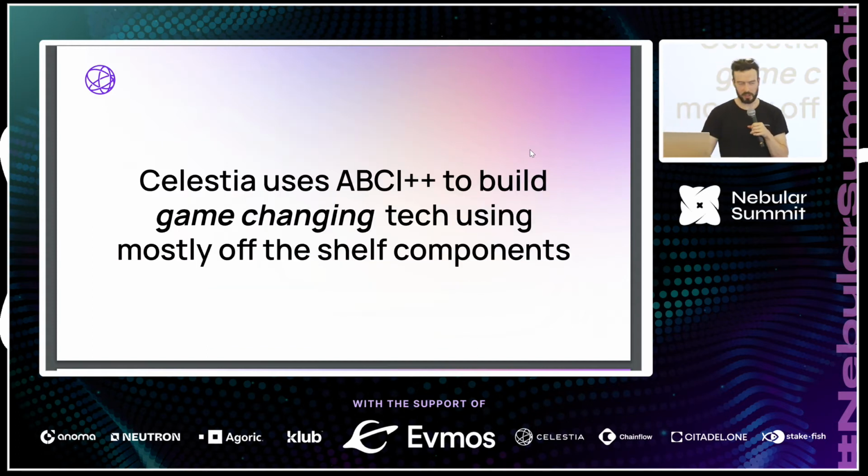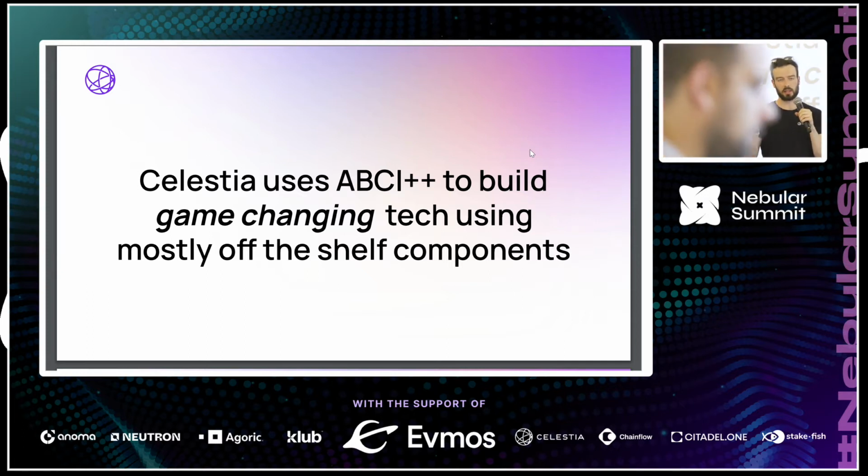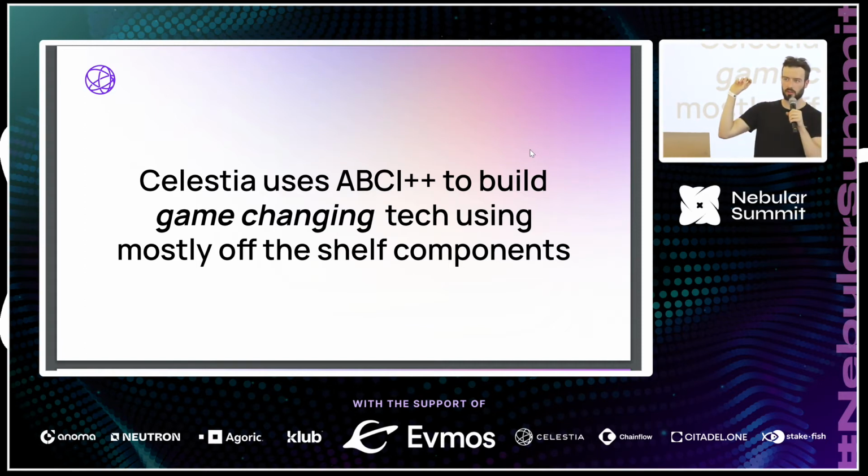For Celestia, we have a testnet running right now that uses portions of ABCI++. We can utilize ABCI++ in such a way that we can take off-the-shelf tooling and create game-changing technology, which is kind of crazy. This was just an interface change. It's just that powerful of a tool, where before we were stuck doing only stateful transitions, and now we can have all of these different tie-ins with our application into consensus.